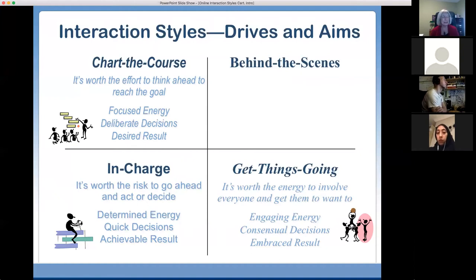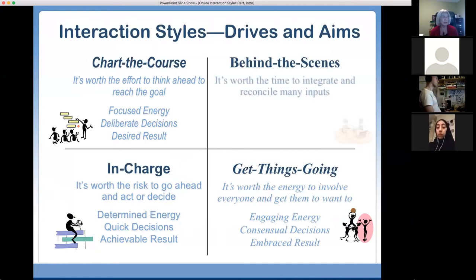And the kinds of decisions they like to make are somewhat consensual. This doesn't mean 100% agreement, but that on the heavyweight decisions, you have an opportunity to voice your objections and to give input. And they want an embraced result. It's important that people really want to.